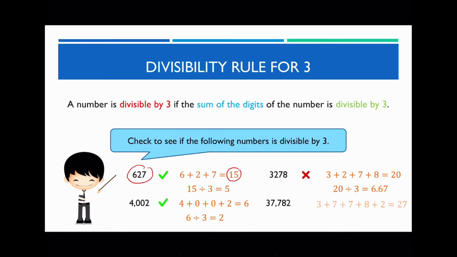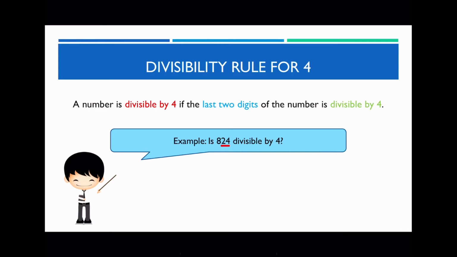37,782. Add all the numbers together. This gives me 27. 27 divided by 3 gives me 9. So therefore, in this case, it should be a tick over here. So therefore, 37,782 is therefore divisible by 3. We're going to be looking at the next rule.